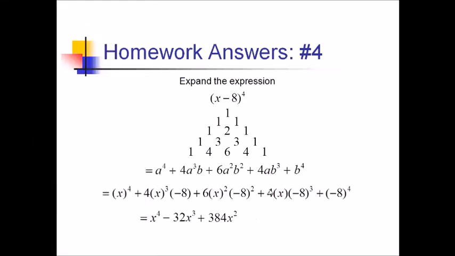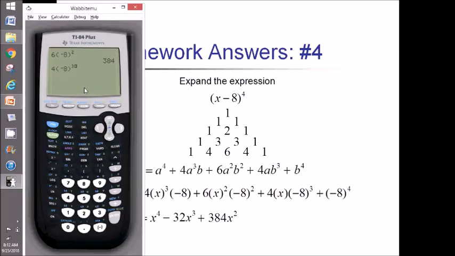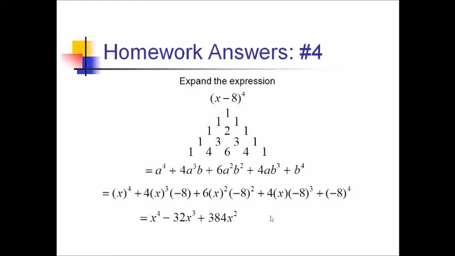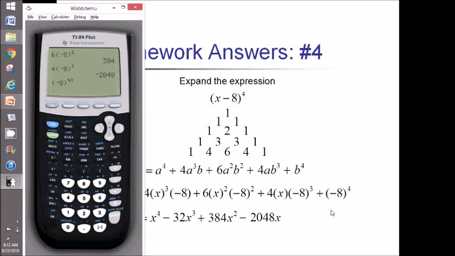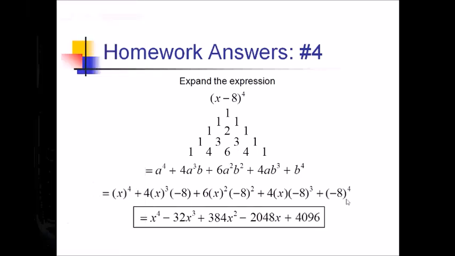Next, we've got 4 times negative 8 cubed, again, back to the calculator. And that's going to come out to negative 2,048, and we have an x along with that. And then finally, we need negative 8 to the 4th. One more trip to the calculator. And that's going to give us 4,096. So there we are.